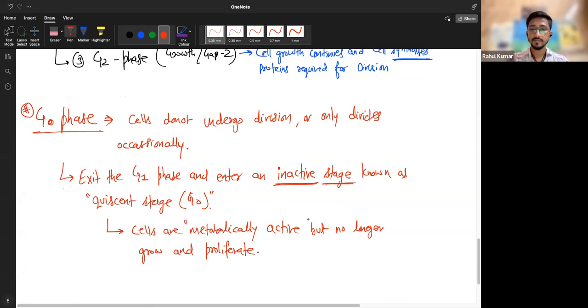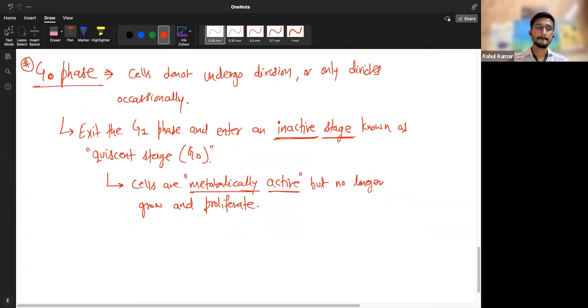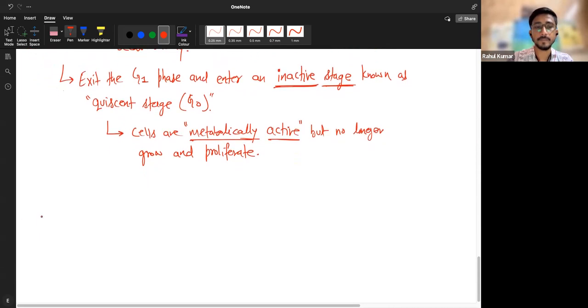So always remember this thing. Now there are two types of divisions. One is mitosis and the other is meiosis. Talking about mitosis, mitosis happens in animal cells, in almost all our body cells. There are two types of cells called somatic cells and germ cells.